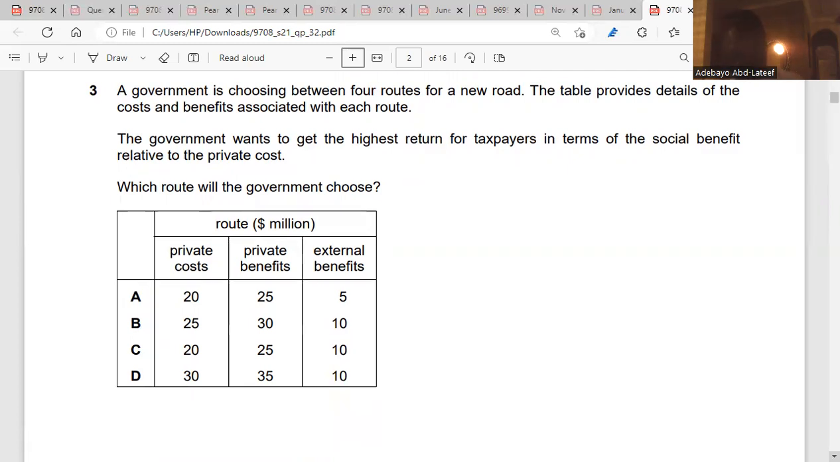So at this point, we have our private cost to be 20, which is good for taxpayers. We have our private benefit to be 25, which is still far better off, and our external benefit is 10. That shows social benefits. So the answer is C. Do you get it? While we're choosing C, we should have chosen A, but A has an external benefit of 5, which is not good.